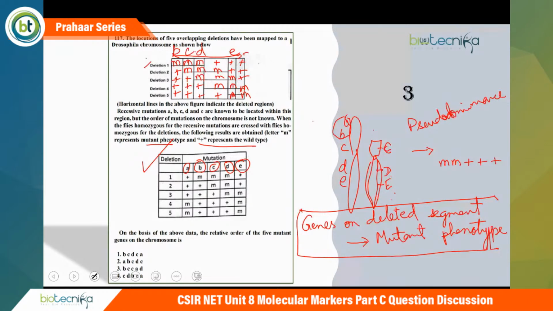So now you have got the gene order. What will be the order of these mutations? B, C, D, E, A. So the answer will be option 1. Again, for solving this question, the only thing you have to remember is that in deletion mapping, the genes which are present on the deleted segment will have the mutant phenotype.